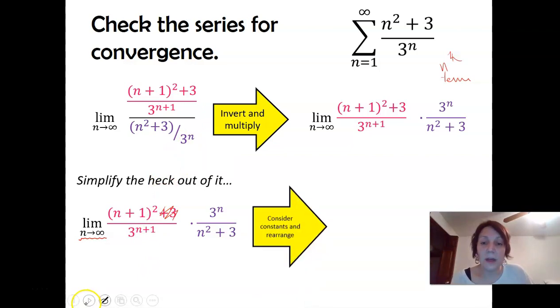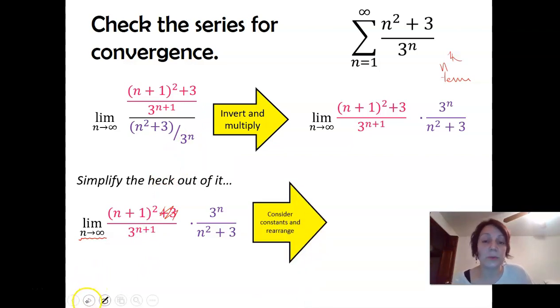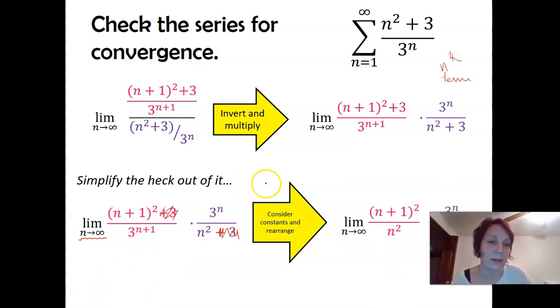The other thing that we're going to do is we're going to rearrange them. So currently I have 2 fractions. Each fraction has an n squared type term. Oh, I forgot to cross out this plus 3. See you later, plus 3. Each one has an n squared type term, and each one has a power of 3 type term. I'm going to rearrange it so that those terms are in fractions together. So it's going to end up looking like this.